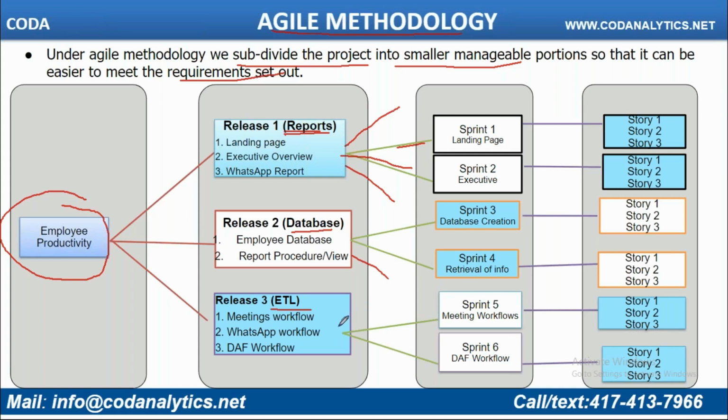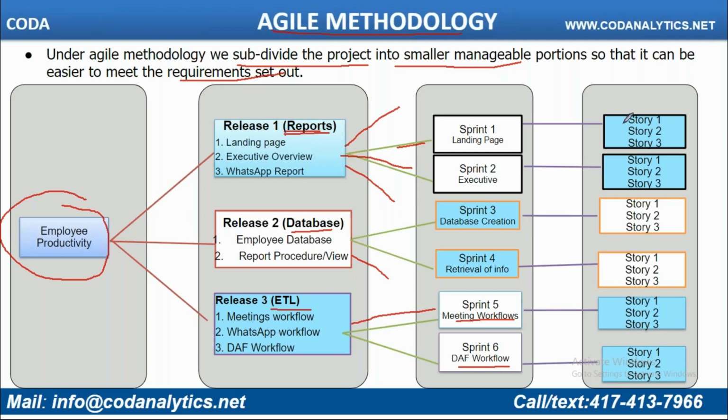We also do the same to the ETL. We subdivide the ETL into various workflows: the meeting workflow, the DAF workflow, and the WhatsApp workflow. So that is under sprints, and then sprints are further subdivided into stories. Basically, to explain, a sprint has various stories.